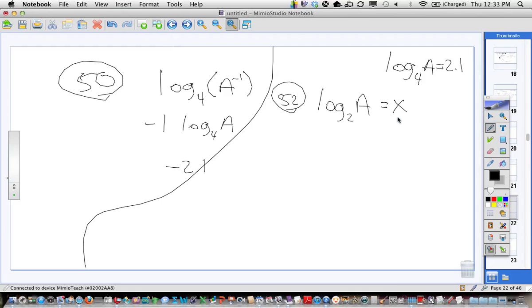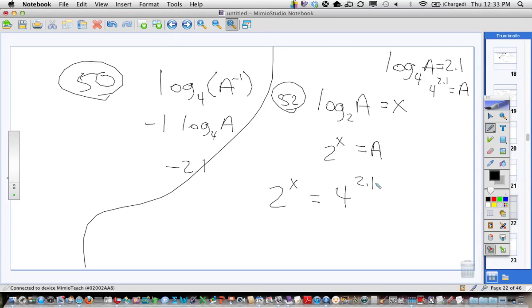Because if I call this x, then I'm going to do that exponential thing. So this would be 2 to the x equals a. And if I do that same thing up here, 4 to the 2.1 equals a, right? Everybody with me on what I did there? Okay, well if this equals a and this equals a, then those two have to both be the same. So 2 to the x has to equal 4 to the 2.1.